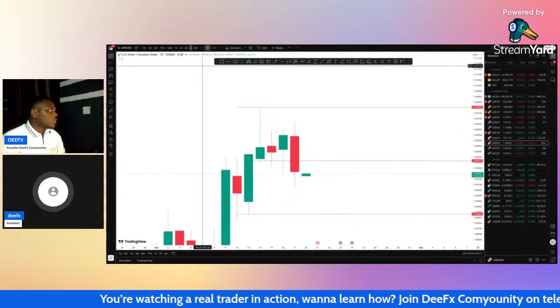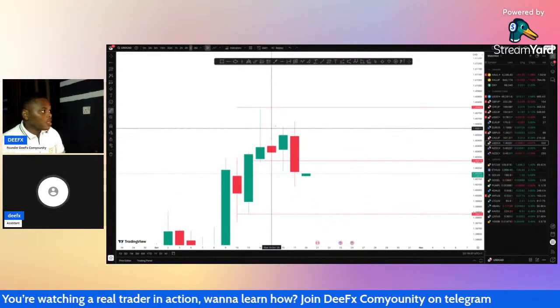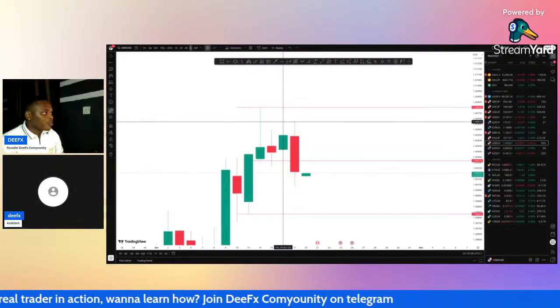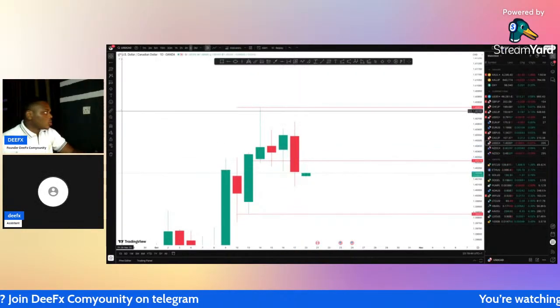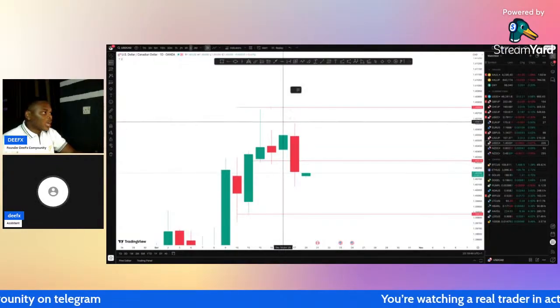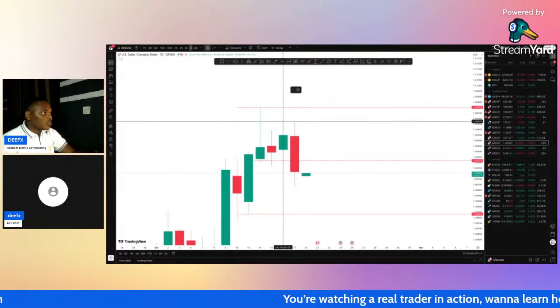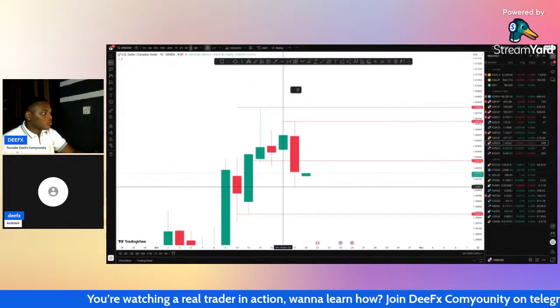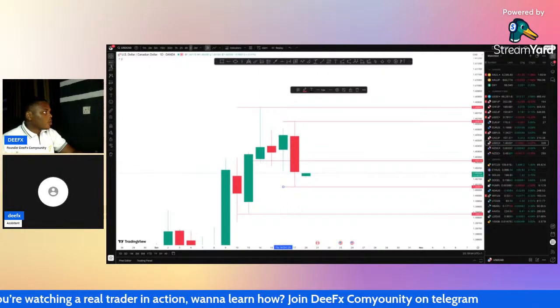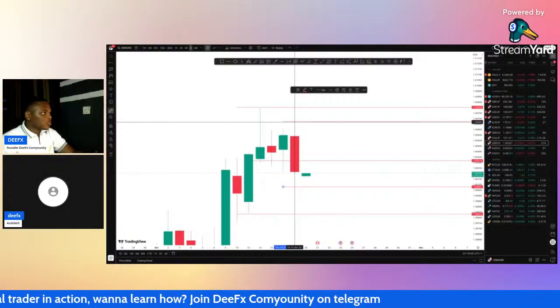But let's consider the previous day candle. Okay, now this here is the high of the previous day, because the red one is the Friday candle. Okay, so we need that particular high and low of that candle. So with this now, we can go ahead and take our measurement for the equilibrium.